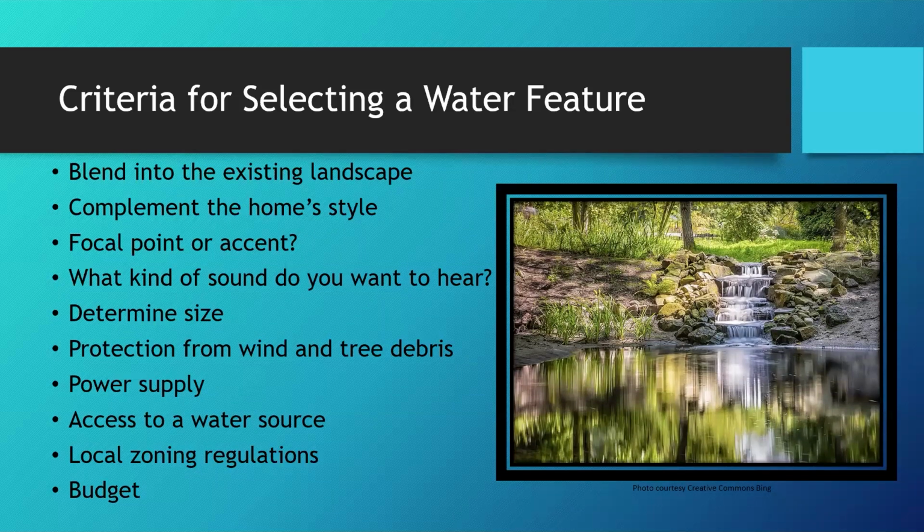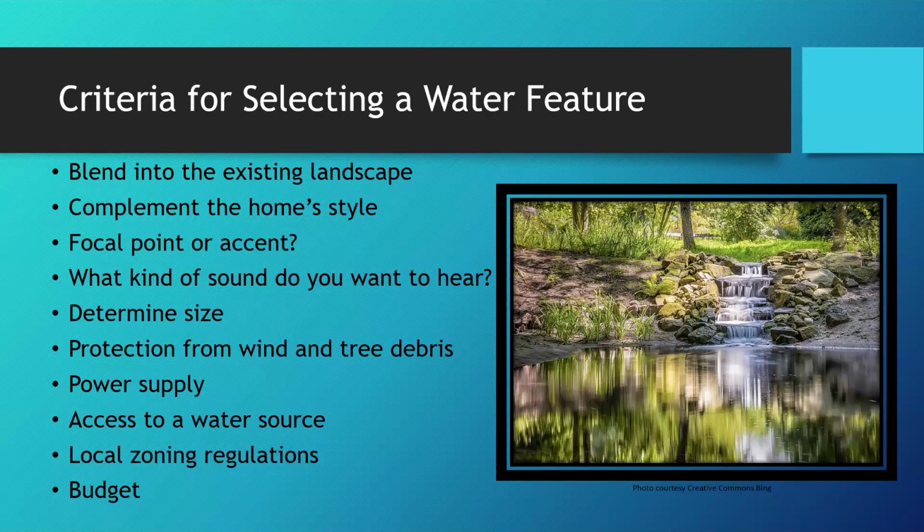You also need to determine the size that's suitable for your garden. Ideally, water features are protected a little bit from wind and tree debris, have access to a water source when refilling is required, and a power supply if there's any pump or lighting that's involved. Always check with your local government office to understand any local zoning regulations that may apply to you.